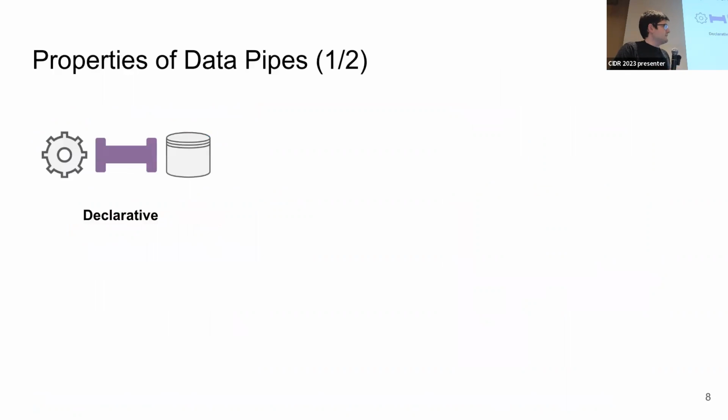Okay, so what's the advantage of this approach? First of all, it's declarative. So instead of this bottom-up approach earlier, it's top-down. You tell the system where the data is, where it's supposed to be, and how you want it to be moved there.